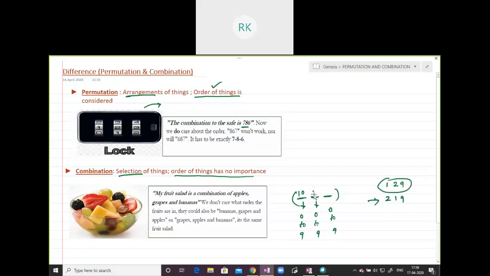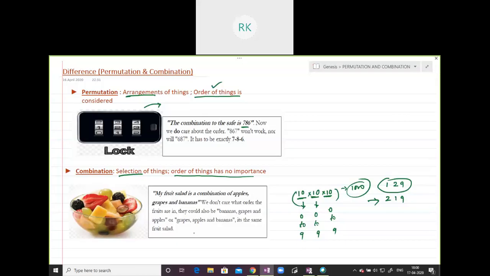Right, so what could be, of course, at this slot 10 ways, I can also put here 10 ways, all together I'll get 1000 ways, the maximum trial I'm talking about, remember, right? So of course the combination is just the selection, right? So let's say, look at this one example given there. My fruit salad is a combination of apples, grapes, and bananas. The order does not matter, right? The order does not matter.